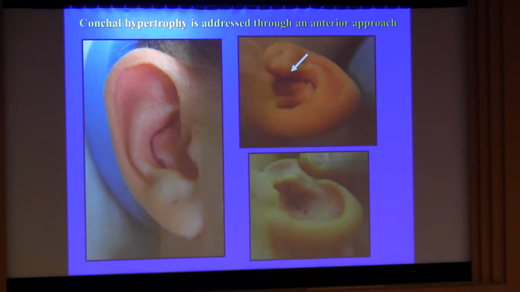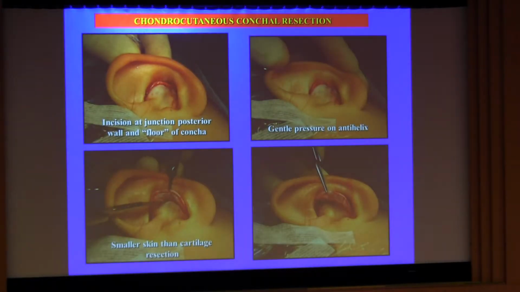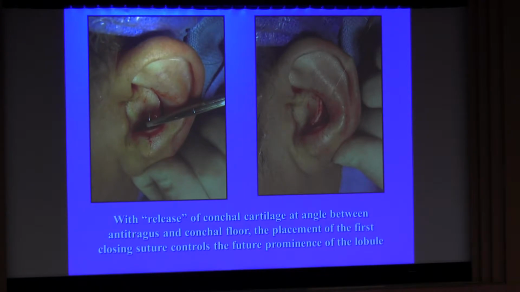Here, just very briefly showing the incisions placed where the shadow changes in the concha, incision carried through the skin and cartilage, and then with gentle pressure on the ear, the amount of skin and cartilage resected, always removing more cartilage than skin. The sharper the angle between the antitragus and the conchal floor, the more the lower pole of the ear and the earlobe is tipped up. So when you go across that line, your incision breaks the spring and allows your cartilage and earlobe to drop down just with manipulating the skin posteriorly.